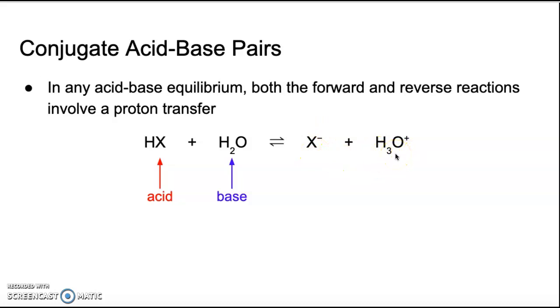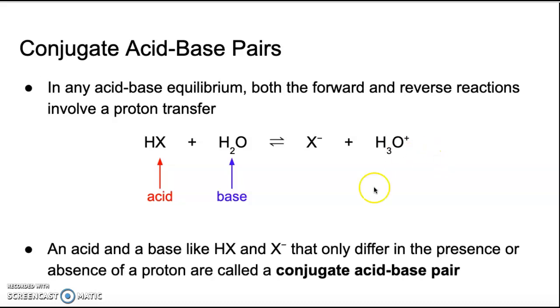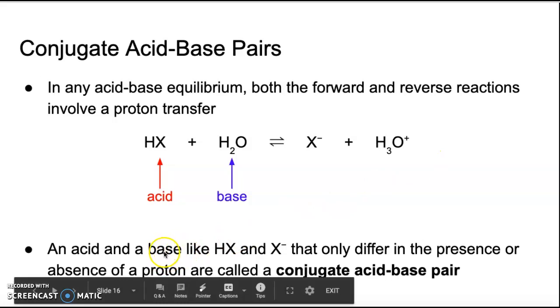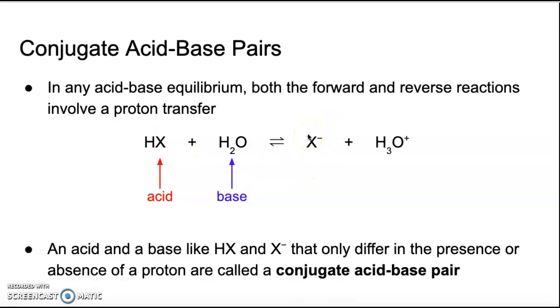All right, and so we have to introduce a new vocabulary term here, which is a conjugate acid-base pair. When you have an acid and a base, like HX and X minus, that only differ in the presence or absence of a proton, we call that a conjugate acid-base pair. So HX is the same thing as X minus, except that it doesn't have a proton anymore. This X minus has lost a proton, but other than that, they're the same.